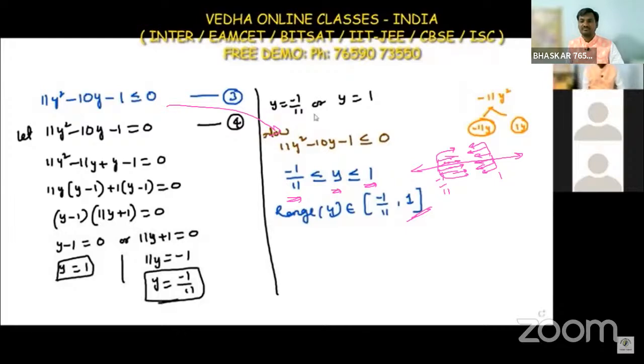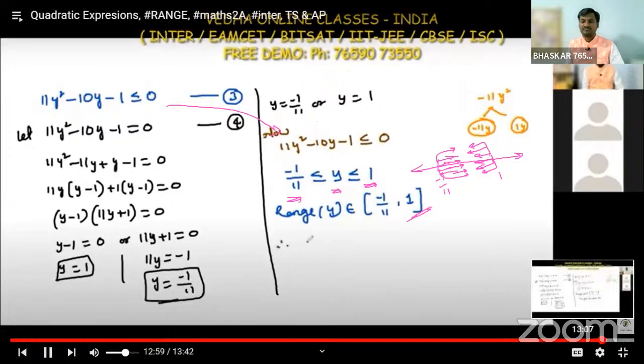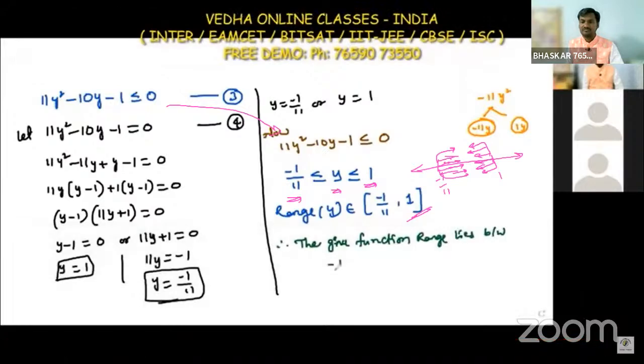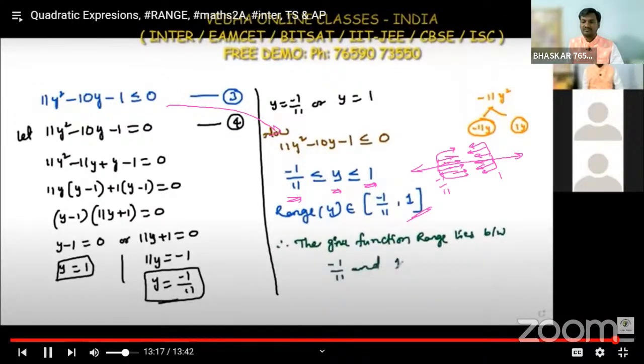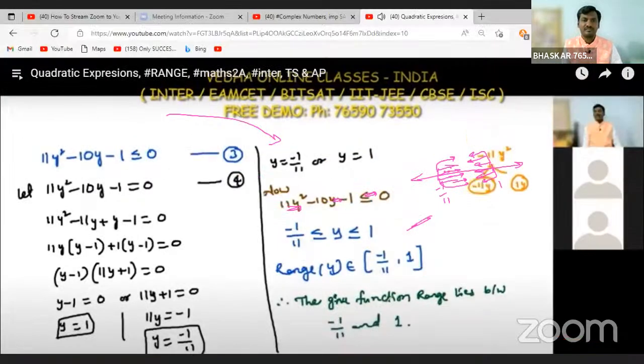Therefore, what is the final answer here? Therefore, the range of the given function lies between minus 1 by 11 and 1. Minus 1 by 11 and 1. So what is the question here? We have to prove that it lies between minus 1 by 11 and 1. This is the required solution.